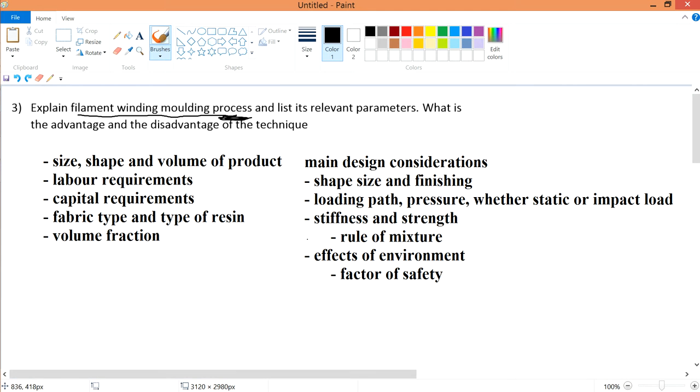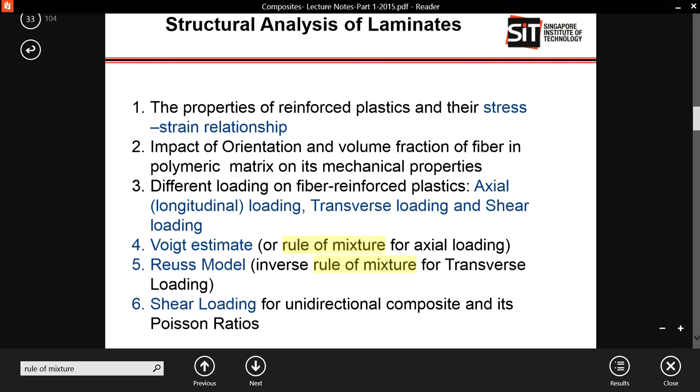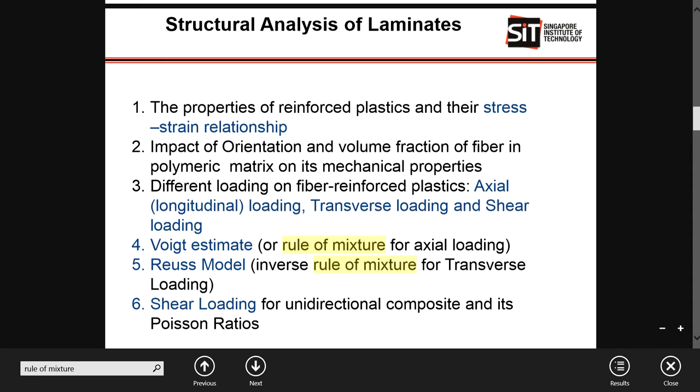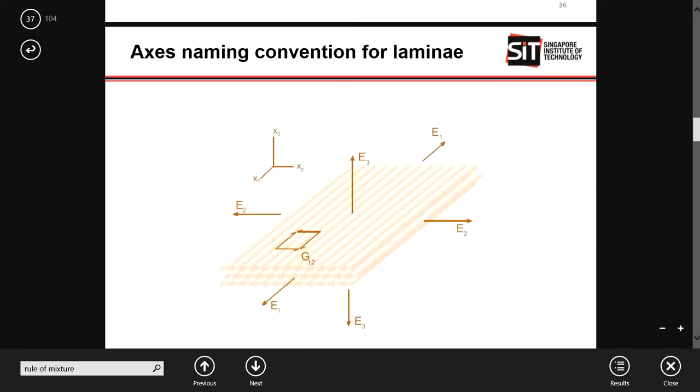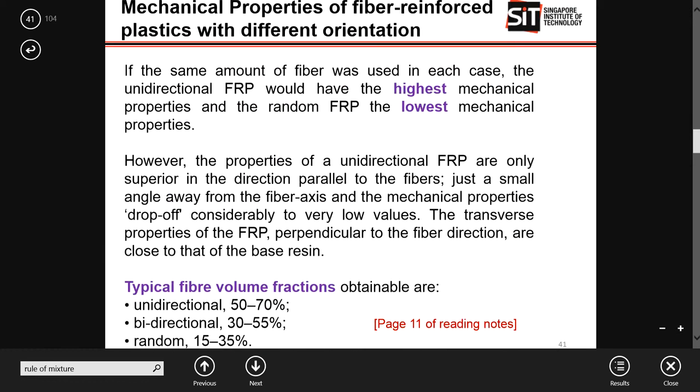And then stiffness and strength, you're going to talk about the rule of mixture. Once we talk about rules of mixture, you're going to come to page 33. These are all the summary, and your void estimate and your Rouse model. Your rule of mixtures for axial loading, rule of mixture Rouse model for your transverse loading. And therefore you're going to talk about all these equations that are coming up. Your Rouse, where's your Rouse?